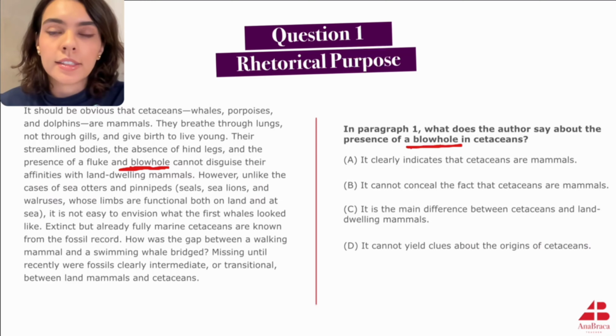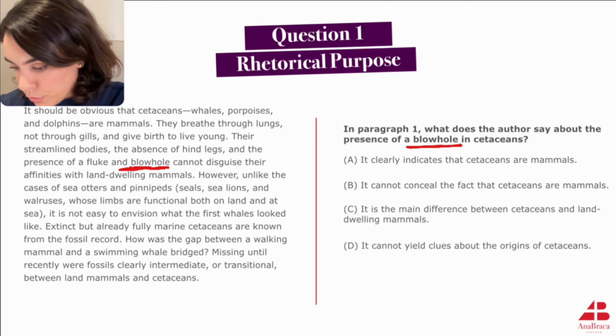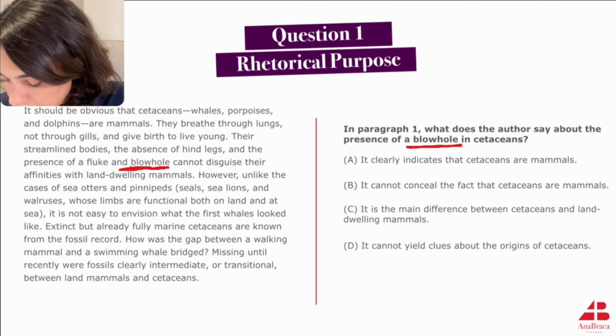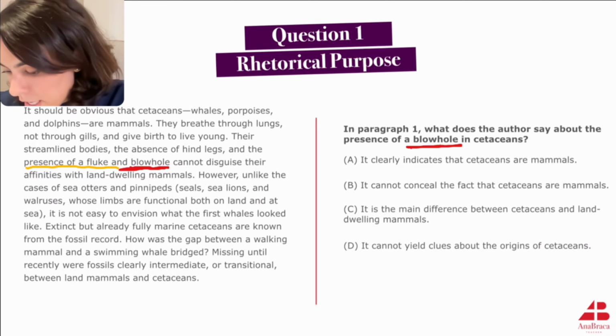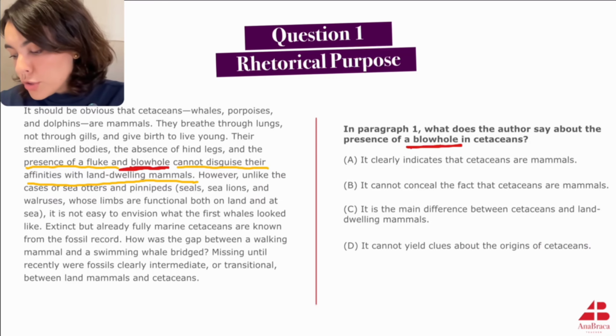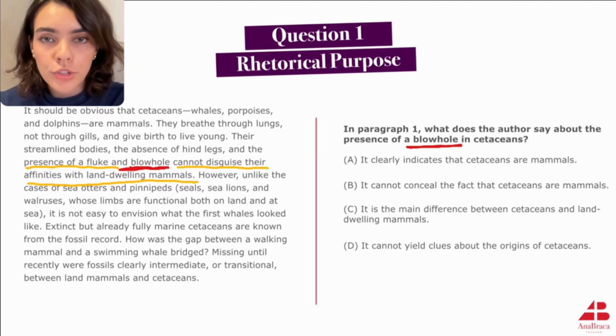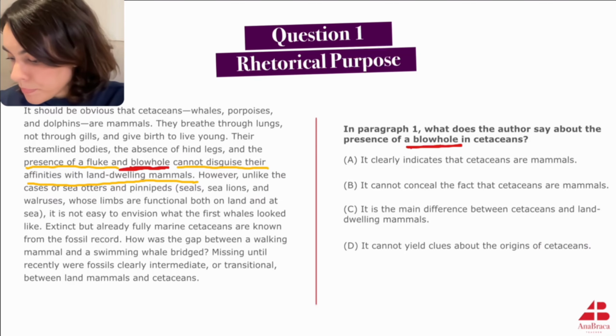So the tip is read the sentence around it and find the correct answer. So go from this part. The presence of a fluke and a blowhole cannot disguise their affinities with land-dwelling mammals. All right? So why did they use this? Why did the author use this word here? To show their affinities with the land-dwelling mammals here.